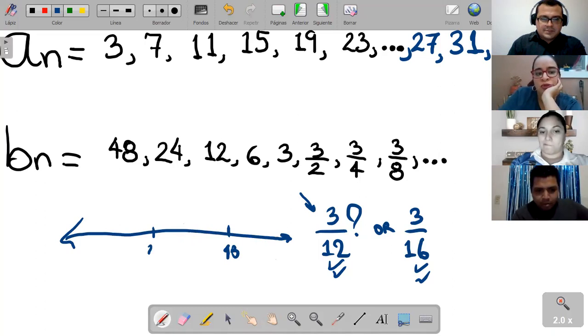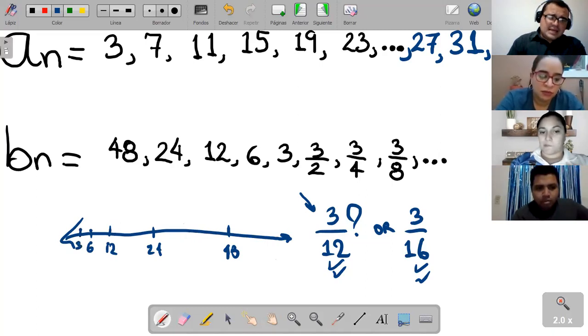Got the half of this, which is 24. Got the half of this, which is 12. The half of this, which is 6. The half of this, which is 3. The density property of the real numbers tells me that there is always going to be something there. What happens if I make this a little bigger?